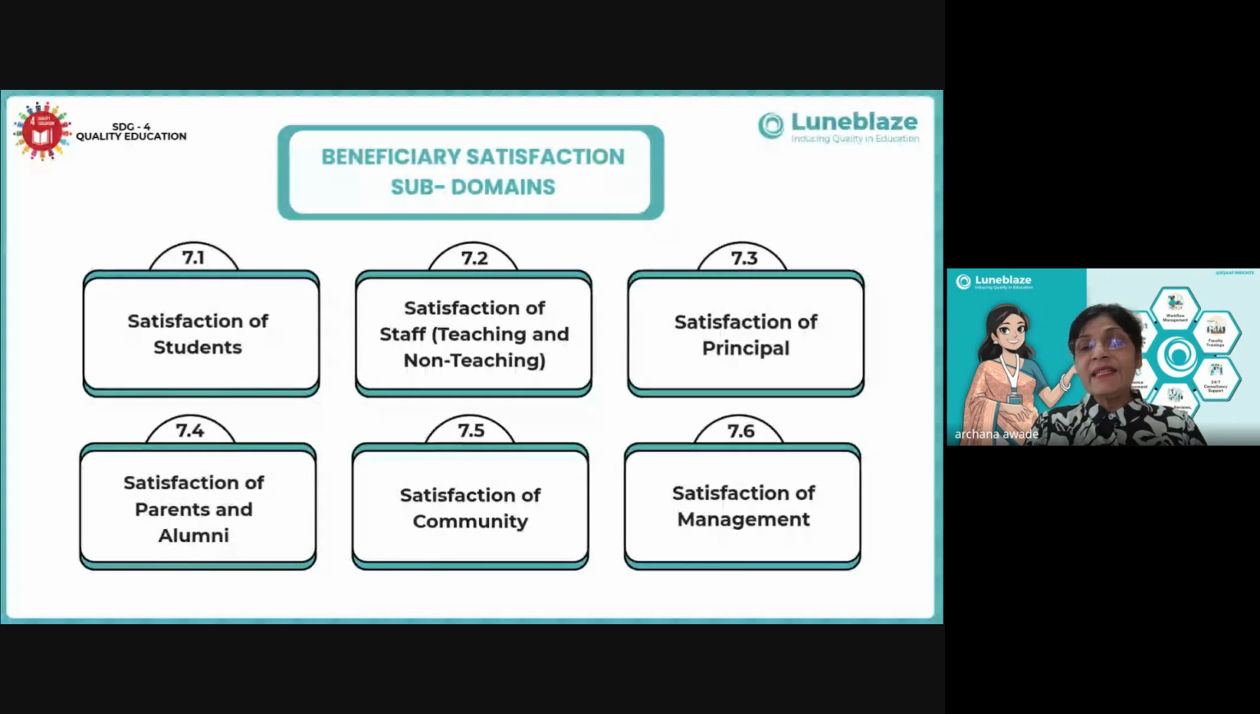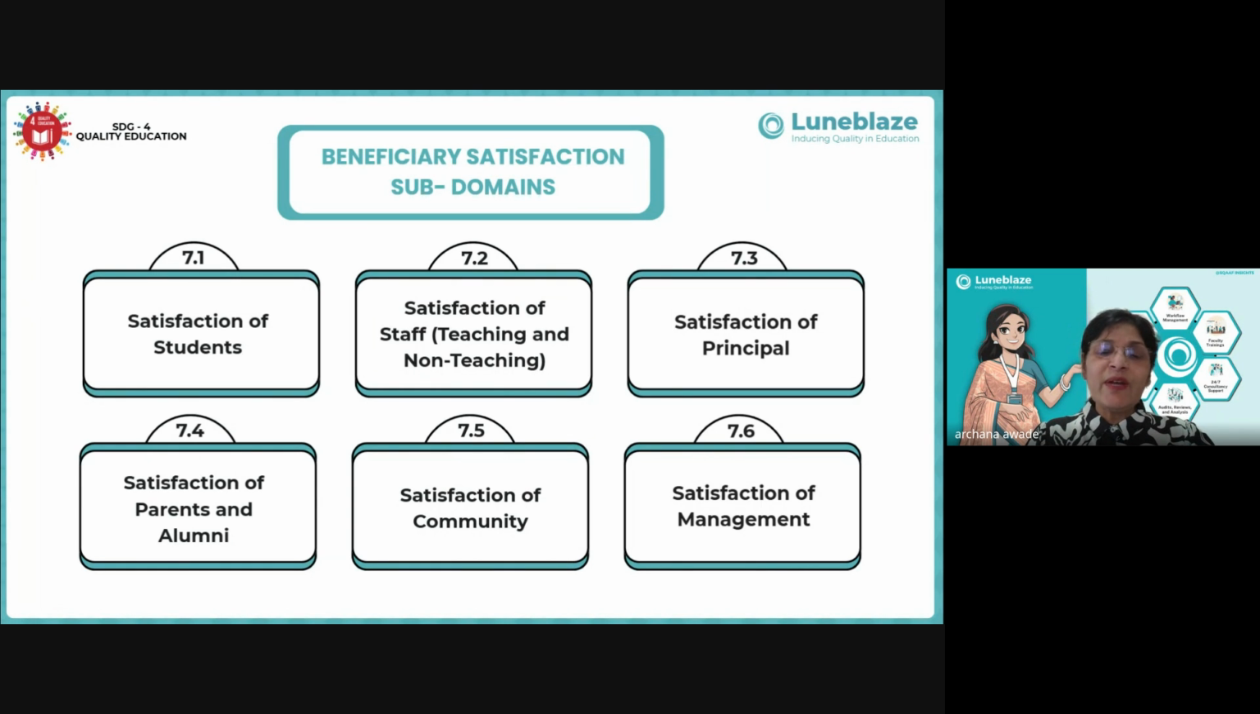So now let's look at the different subdomains of this main domain, that is beneficiary satisfaction. If you look at the school, satisfaction is not one-dimensional. In fact, in schools, there are multiple groups of stakeholders whose satisfaction we need to consider. Each group experiences the institution differently, and together they give us a holistic picture of how well the school is functioning. And the SQAAF framework identifies such 6 key subdomains of beneficiary satisfaction.